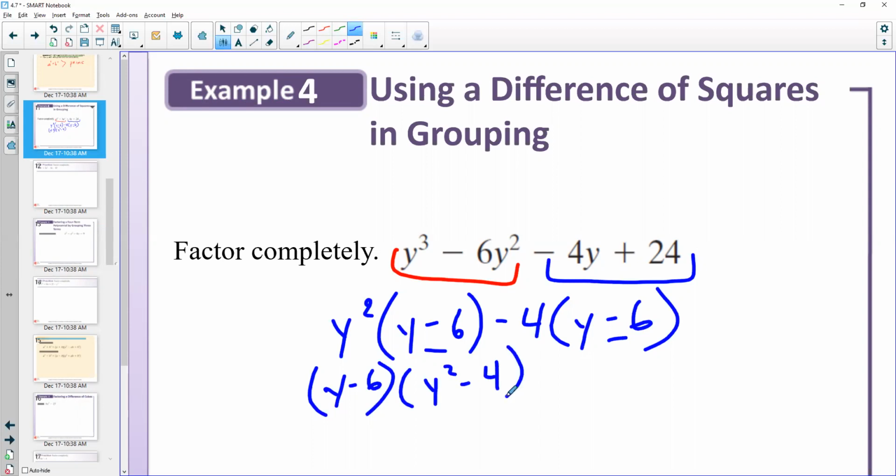This is where you have to stop and look, right? We're talking about difference of squares. Here, right in front of us, is a difference of squares. That's why the recognition of it is really important, because if you're not recognizing it, you're going to stop here, and your problem's not complete.